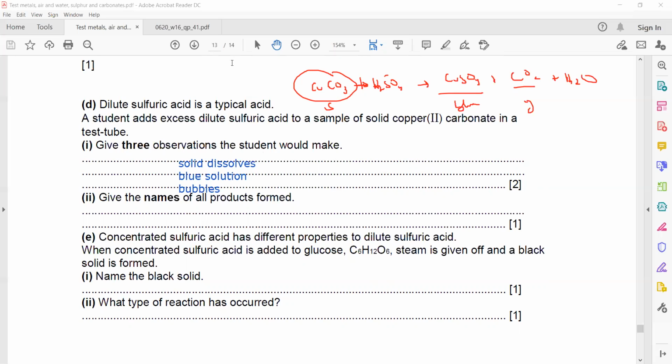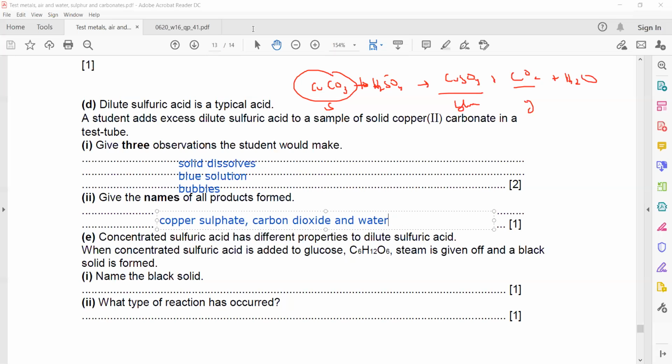Give the names of all the products formed. So copper sulfate, carbon dioxide, and water.